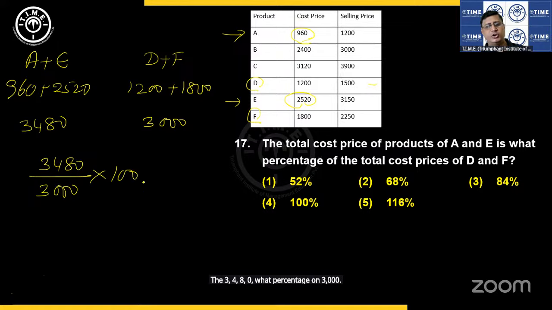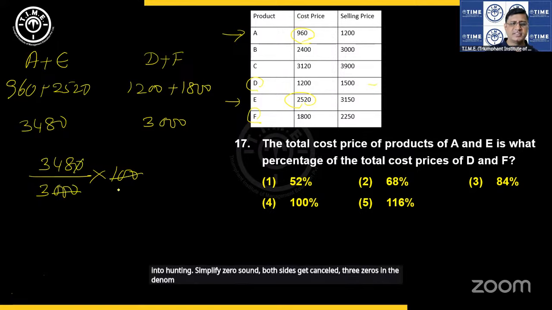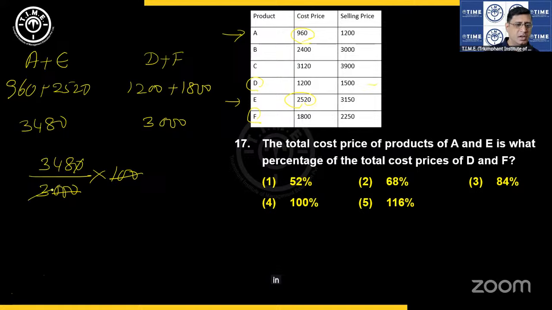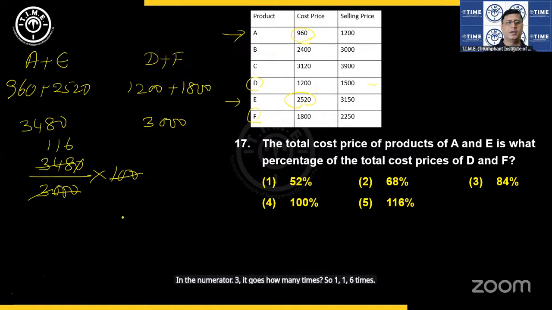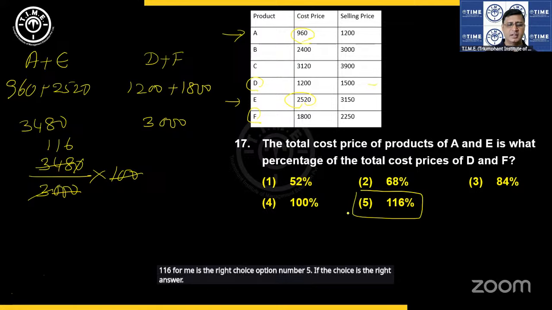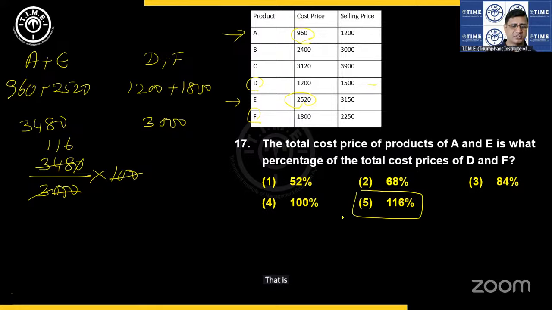Percentage means into 100. Simplify, zeros on both sides get cancelled. 3 zeros in the denominator and zeros get cancelled in the numerator. 3, it goes how many times? So 116 times. 116 means right choice, option number 5. Fifth choice is the right answer. That is 116%. Okay. Next.